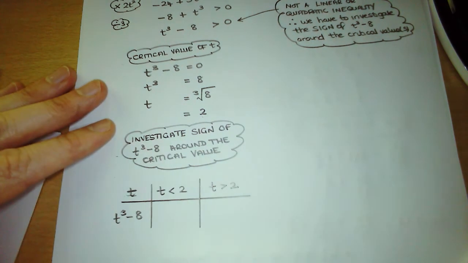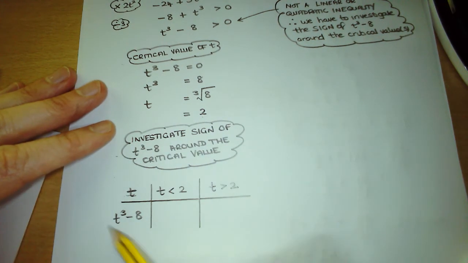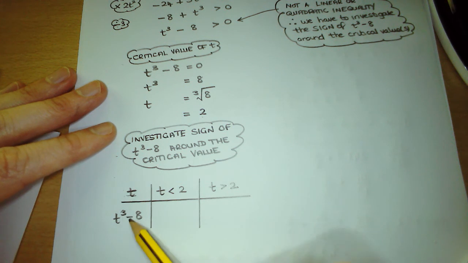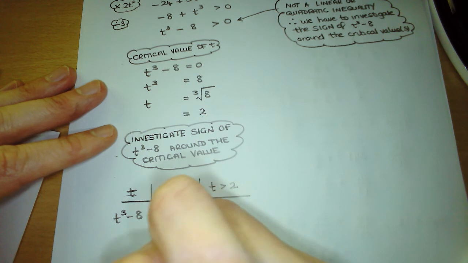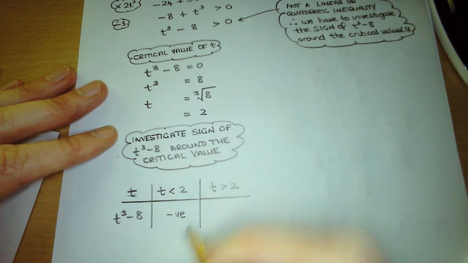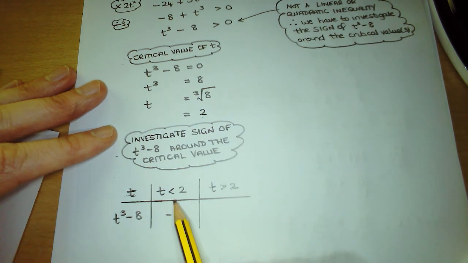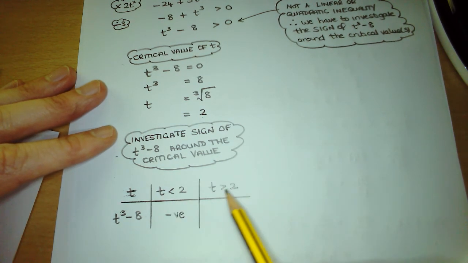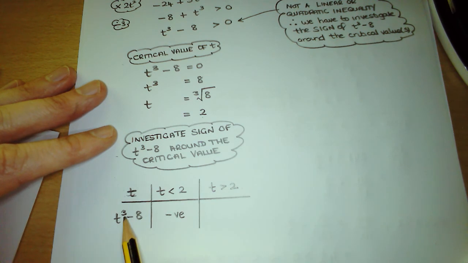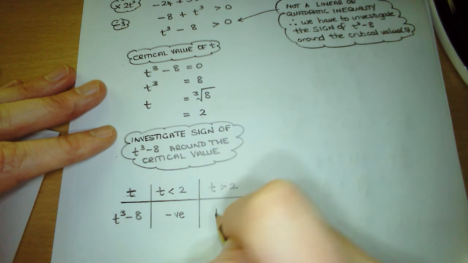Okay, so let's chuck a value of t in here that's smaller than 2. Let's chuck in t is 1. So 1 cubed is 1, subtract 8 is going to give us negative 7. So clearly it's going to be negative for ranges of values of t which are less than 2. When we pick a value of t bigger than 2, let's pick 3. 3 cubed is going to give us 27. Subtract 8 is going to give us 19. So that's going to be positive.